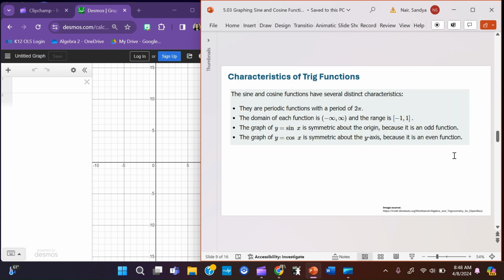So here are some characteristics of trig functions. They're periodic functions with a period of 2 pi. The domain of each function will be negative infinity to infinity, so all x values, and the range will go from negative 1 to positive 1. Y equals sine x is symmetric about the origin, and y equals cosine of x is symmetric about the y-axis.